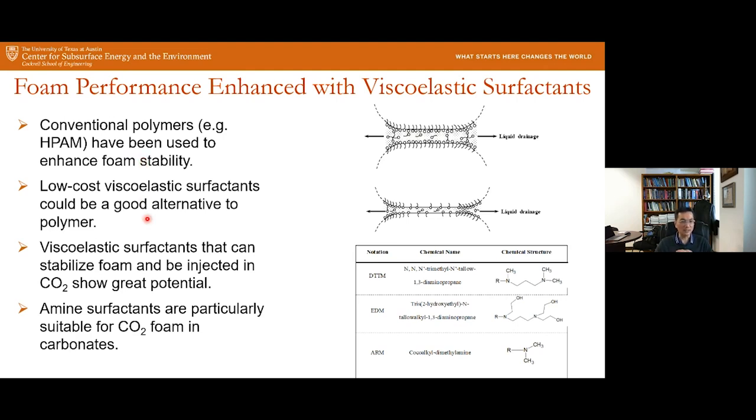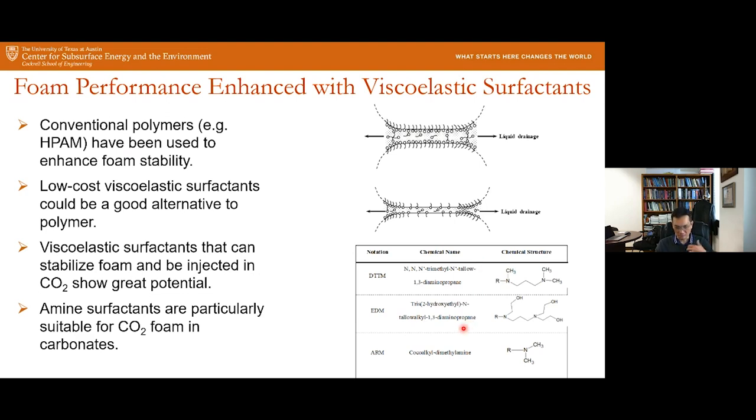But we identified an alternative: you can use the same foaming surfactant, and that very same foaming surfactant can also provide an enhancement to the aqueous phase viscosity, and that's going to replace the polymer. So it's a dual functional surfactant that can be used as a foamer, but also as a viscosifier. And we identified and tested this class of surfactant, but this is a very initial phase.